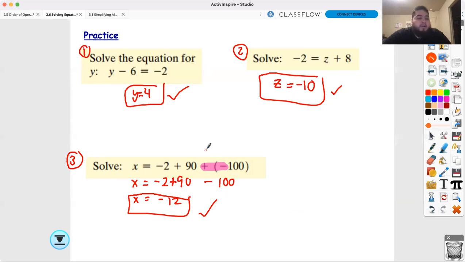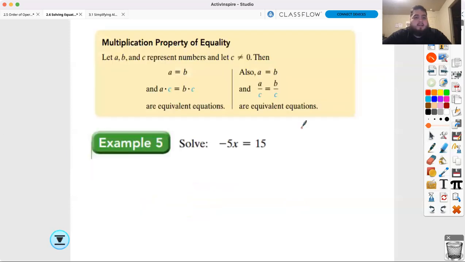Does anyone need me to work out any of these before we move on? It's very important that you guys become comfortable solving for equations. All right, last call. Does anyone need me to explain any of these before we move on, guys? All right, here is the next property we're covering, multiplication property. I'm going to go ahead and give you guys 3 minutes to copy this and the example down, and then we'll begin.